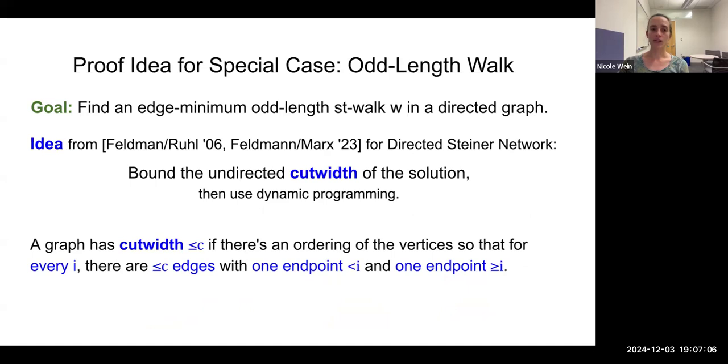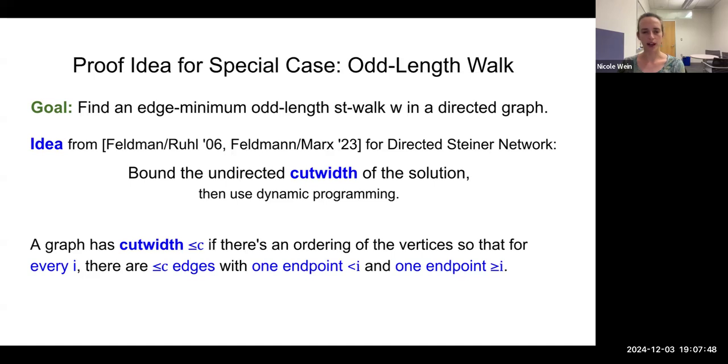And what they showed was that what you can do for the directed Steiner network problem is to bound the undirected cut width of the solution and then use dynamic programming. And what this means for our problem is that we can solve the problem by bounding the cut width of the underlying undirected graph that consists of the union of edges in our walk W. And then we can use dynamic programming on top of that to actually find such a walk. So let me tell you now what cut width is.